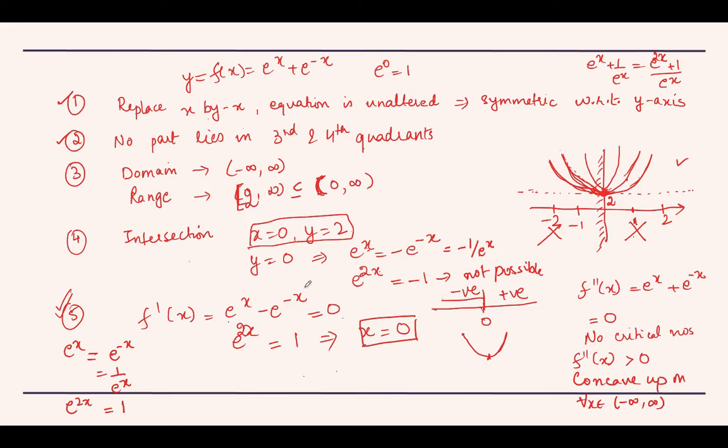Next we check the first derivative. The first derivative is e to the power x minus e to the power minus x. When we equate this to 0, we get e to the power 2x to be 1, which means x is 0. So when we put x as 0, we get y as 2. So this point is basically our critical number of first order.